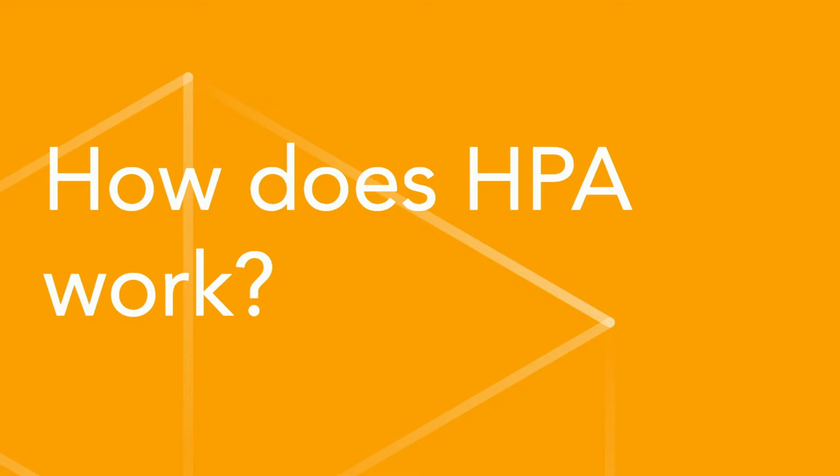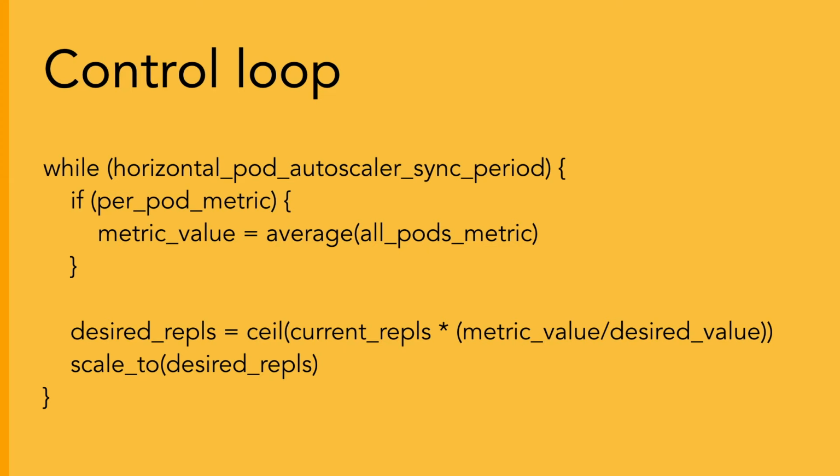Now that we have the metrics to use, let's discuss how the HPA works and how it uses those metrics. Like most Kubernetes components, the horizontal pod autoscaler is a controller, and it has a main loop. This is what the pseudocode looks like. The actual HPA code is obviously more complex, but let's walk through it.